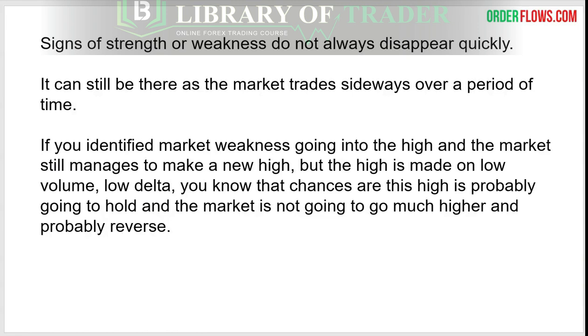So realize that signs of strength or signs of weakness do not always disappear so quickly, right? It can still be there as the market trades sideways over a period of time. But if you've identified market weakness going into the high and the market still manages to make a new high, but the high is made on low volume, right? Low delta. The chances are that this high is probably going to hold and the market's not going to go much higher and probably reverse.